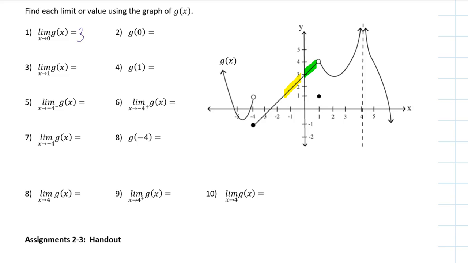G of 0 means a point. 0 is x. They're saying give me the y value now. Well, the y value there also happens to be 3. There's no hole right there in the graph.